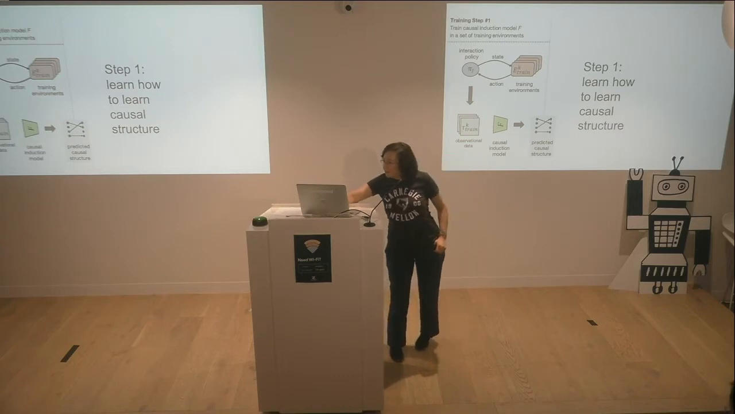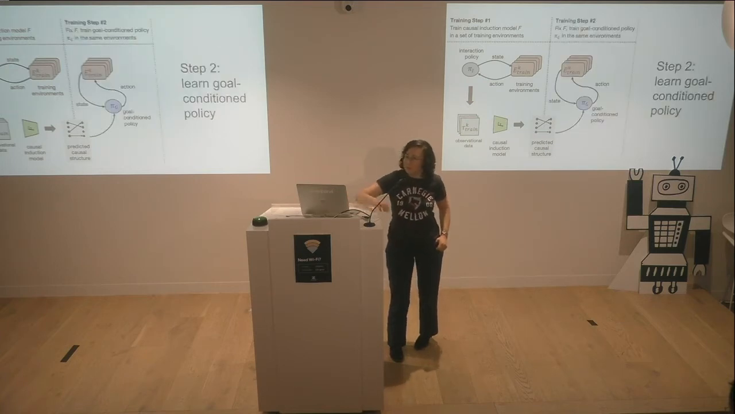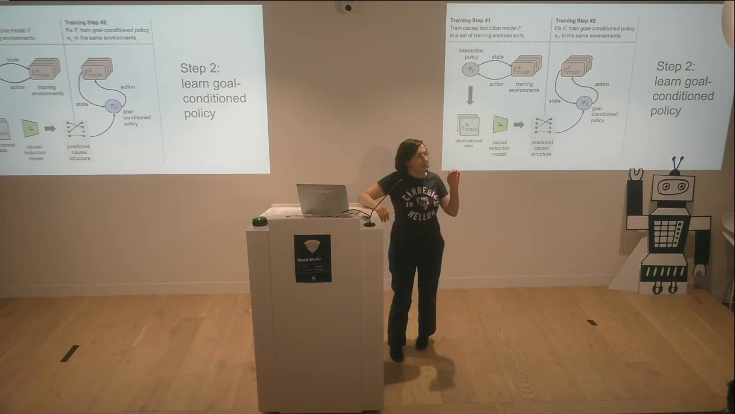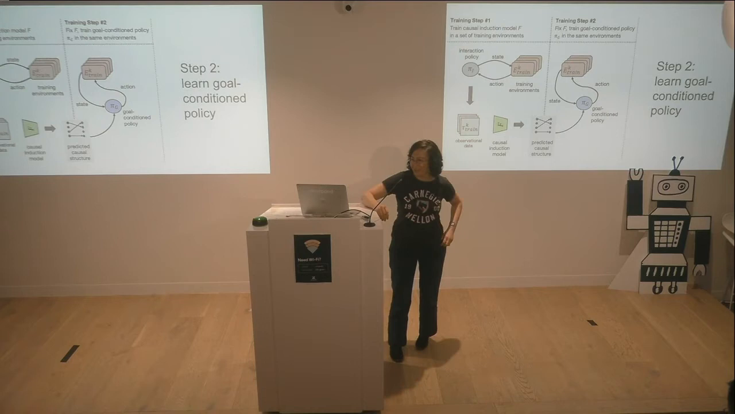Second step is take that predicted causal structure and learn a policy for how you would interact with the house, flip the switches to achieve whatever your goal is. You want to turn the kitchen light on, first turn the meeting room light on, and then turn the kitchen light on.